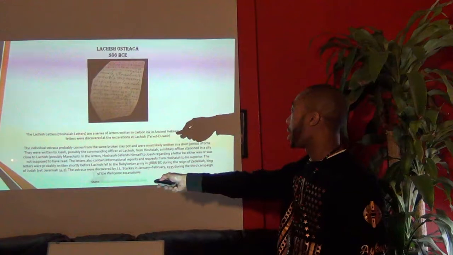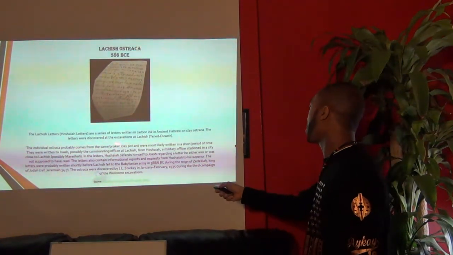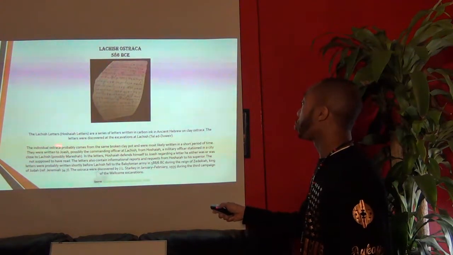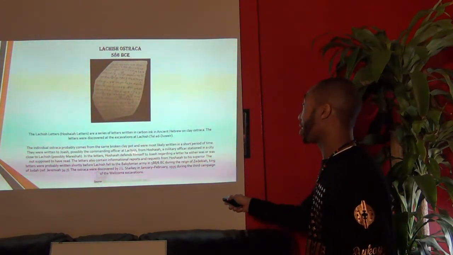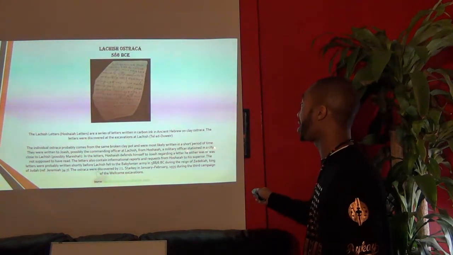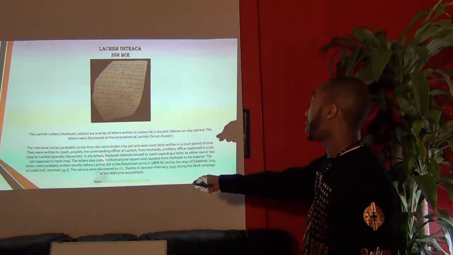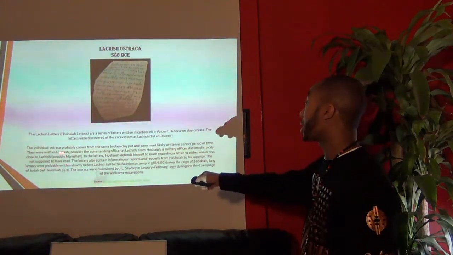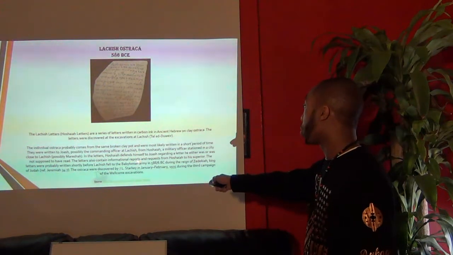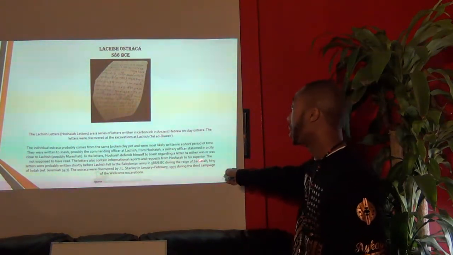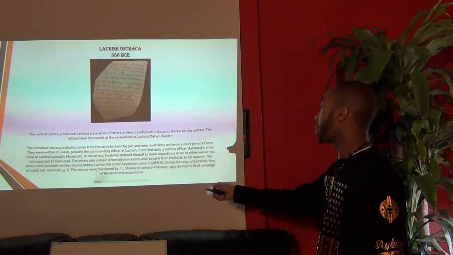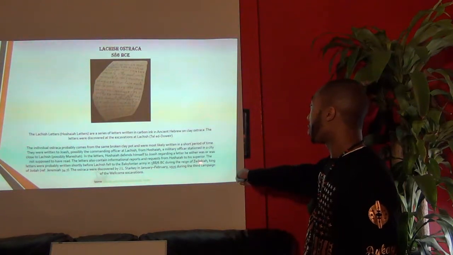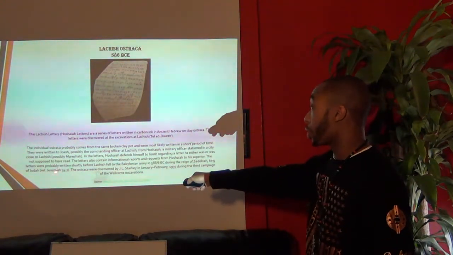So, the Lachish ostraka. The individual ostraka probably come from the same broken clay pot and were most likely written in a short period of time. They were written to Joash, possibly the commanding officer at Lachish, from Hoshea, a military officer stationed in a city close to Lachish. In the letters, Hoshea defends himself to Joash regarding a letter he either was or was not supposed to read. The letters also contain informational reports and requests from Hoshea to a superior. The letters were probably written shortly before the city fell to the Babylonian army in 588 to 586 BCE, during the reign of Zedekiah, king of Judah. Jeremiah 34:7 is a reference.